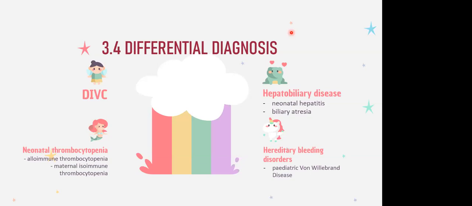Initially, the APTT wasn't that deranged, and then subsequently we have a very deranged APTT. So don't forget about hemophilia. Von Willebrand disease is a possibility, but it's much rarer. It's much rarer, von Willebrand disease.